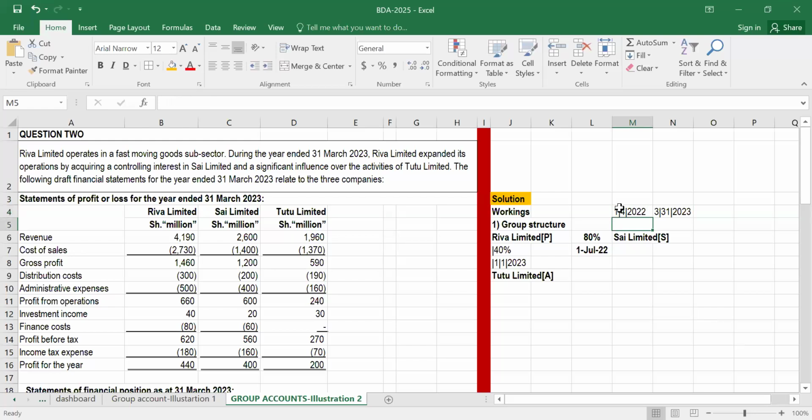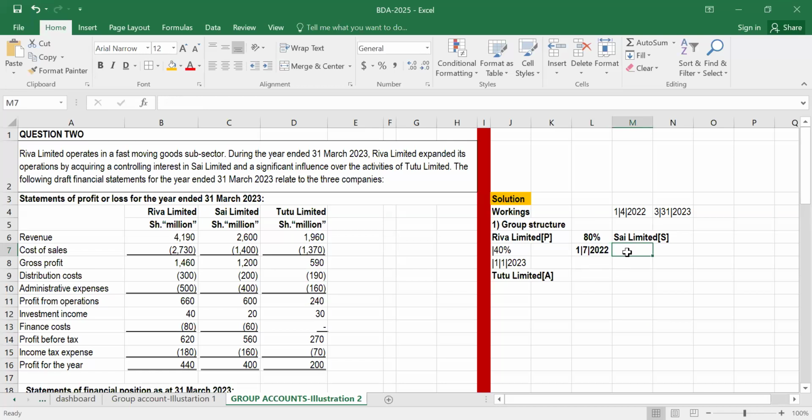Having this, we need to check whether there was a company which was acquired during the current year. You can see this one was acquired on 1st July 2022. I hope you can see 1st July 2022 is within the current financial year. We now need to determine how many months there are to the end of the year.